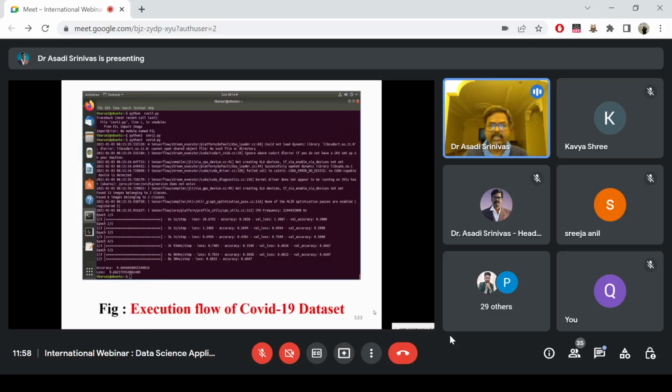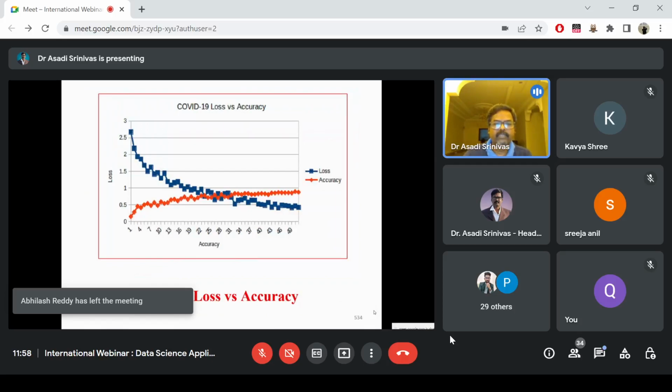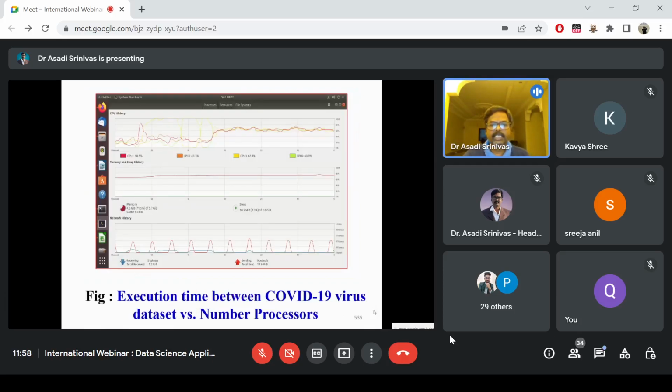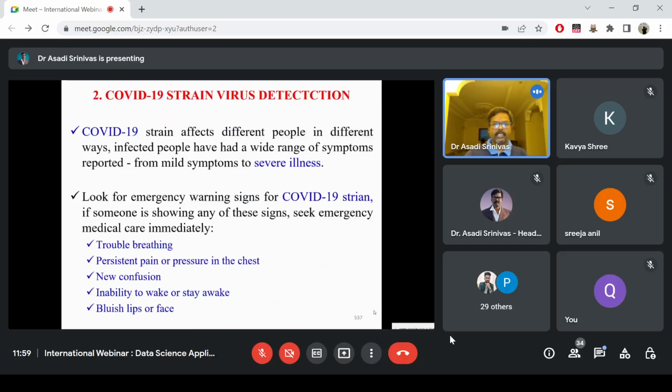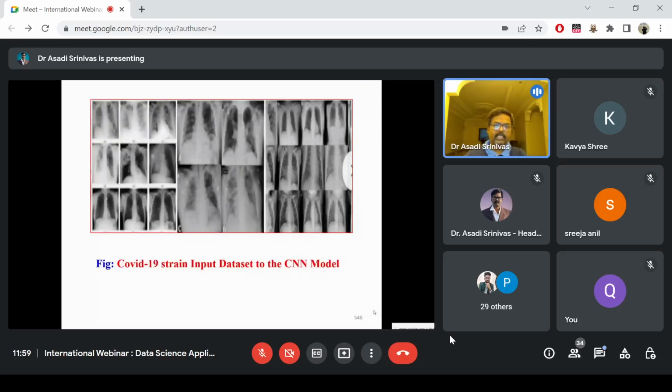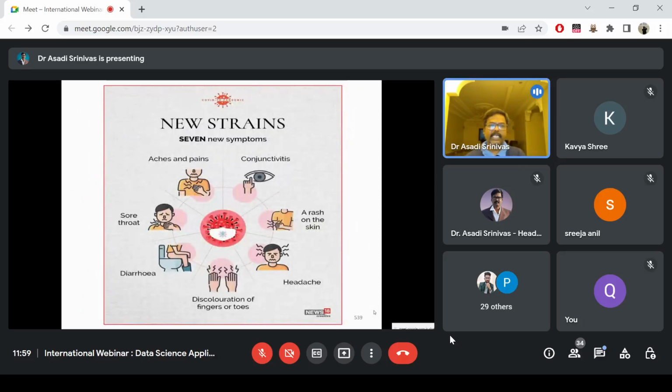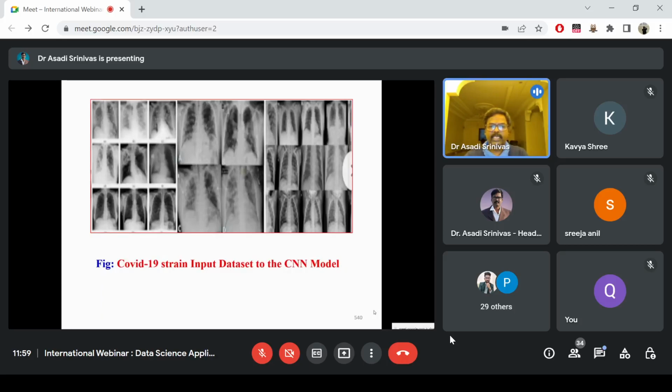These are the results I got. I have executed this, and these are the graphs I have generated: execution time between COVID-19 virus data set and number of processors. This is data size versus accuracy. This is the second application, COVID-19 strain virus, and these are the symptoms I have collected: headache, pain, sore throat, diarrhea, and a rash on the skin. And this is the input training data set.